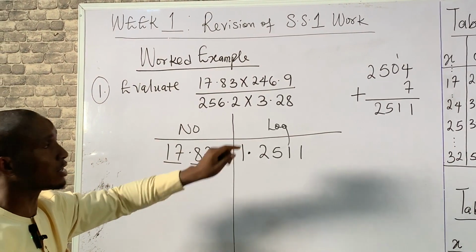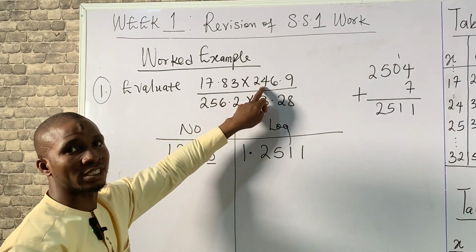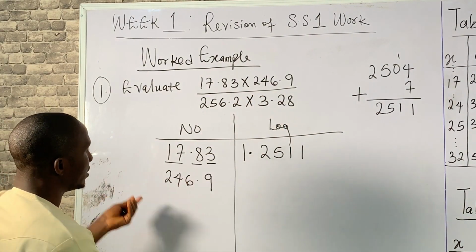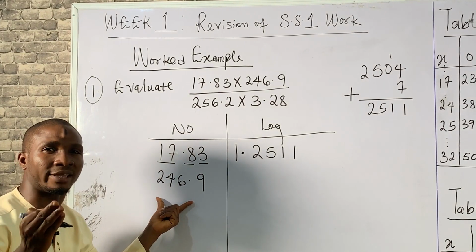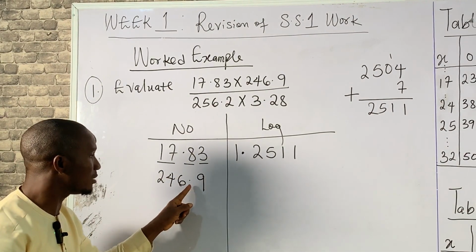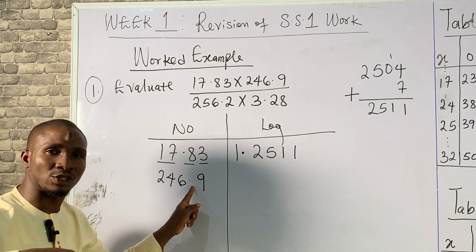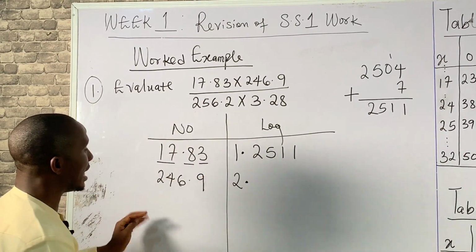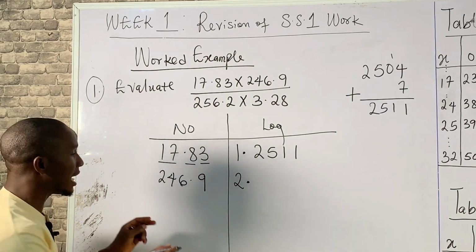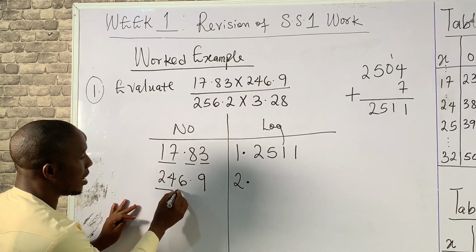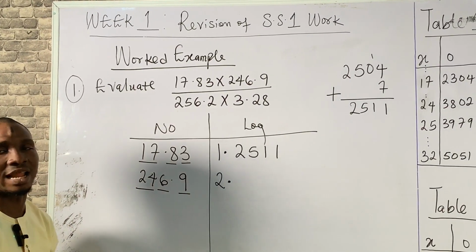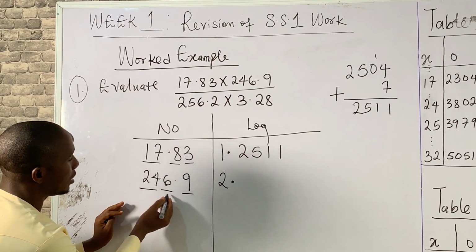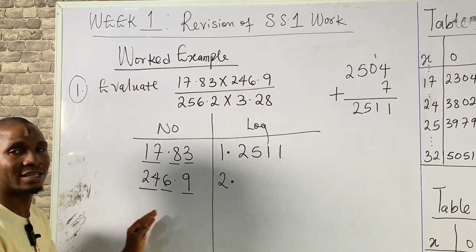So we repeat the same thing. We pick the next number, 246.9. The characteristics of this number is 3. That is 3 numbers before the decimal point. You subtract 1, that will be 2. So you say 2 dot, then you use your logarithm tables to check for 24 under 6 difference 9. You check from your logarithm tables 24 under 6 difference 9.